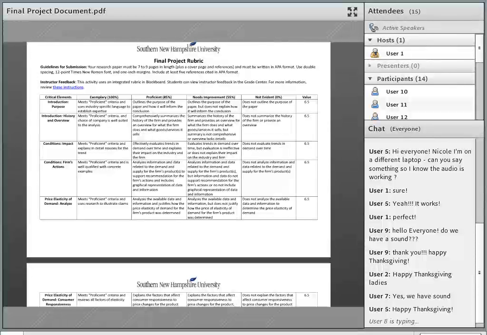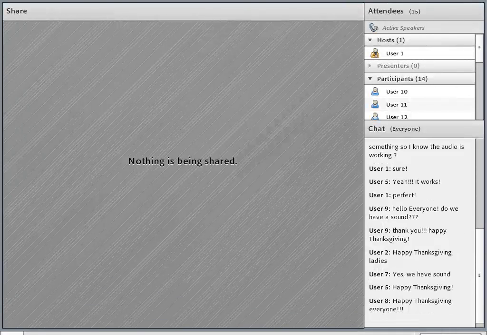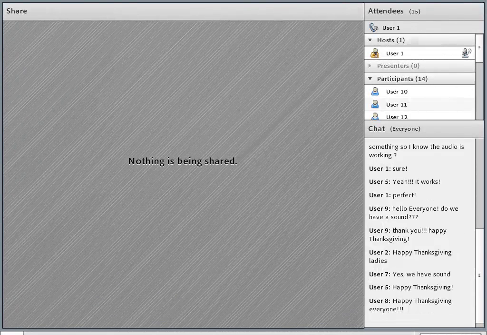Oh, this is the rubric. I'm sorry, this isn't what I want to bring up. Let me get our guide.